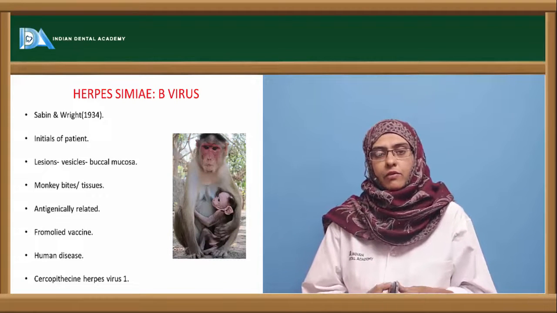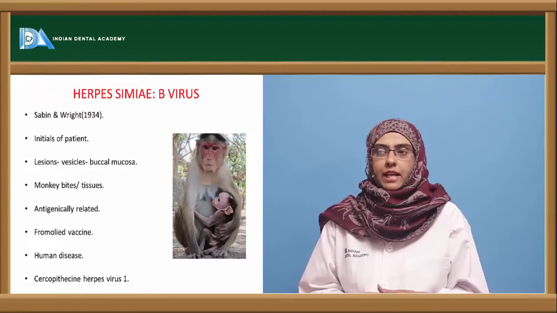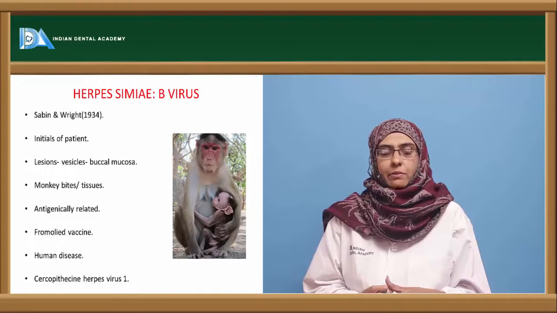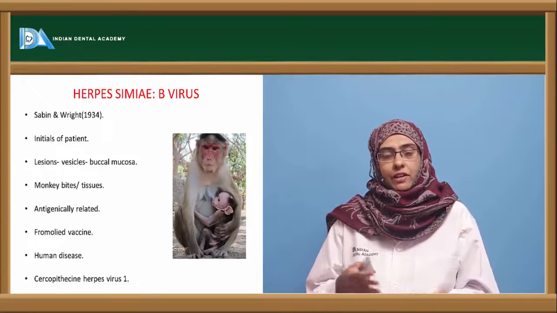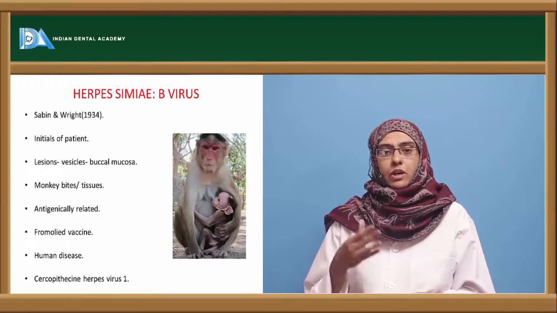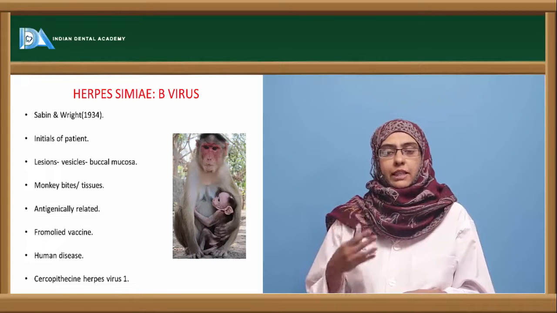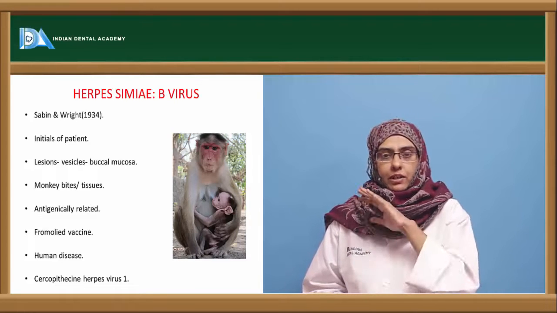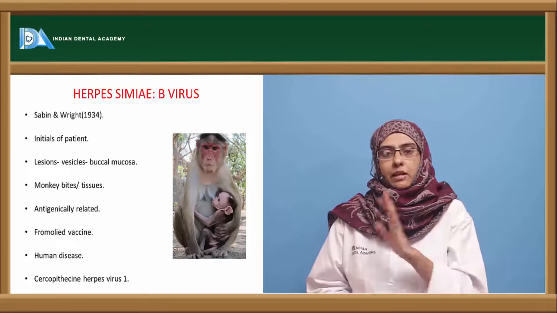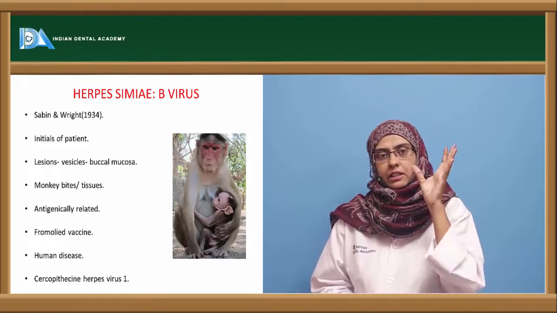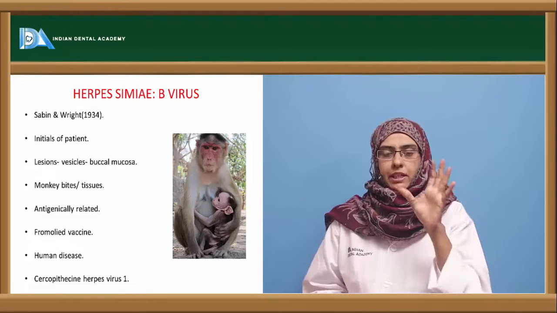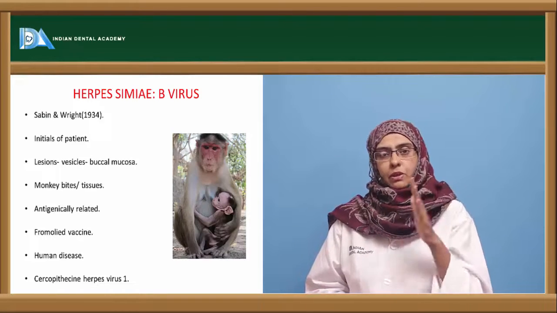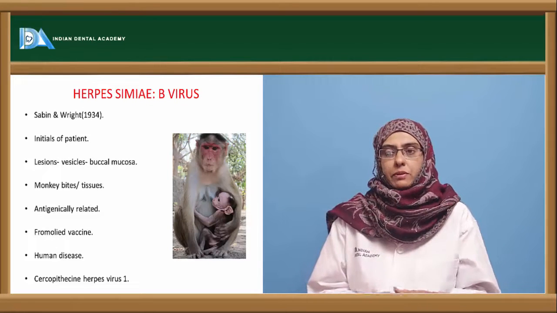The next important organism is herpes simiae, which is called the B virus. This virus was first isolated by Sabin and Wright in 1934, from a person who died of ascending myelitis caused by the bite of a healthy monkey. The organism is usually transmitted by monkey bite, and it was isolated from an infected person working in the laboratory. The name B virus was given after the initials of the patient who died from this disease.